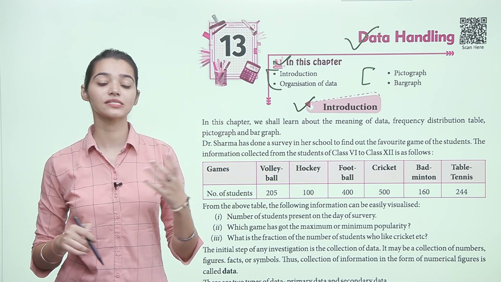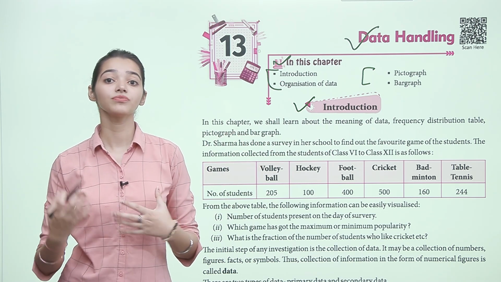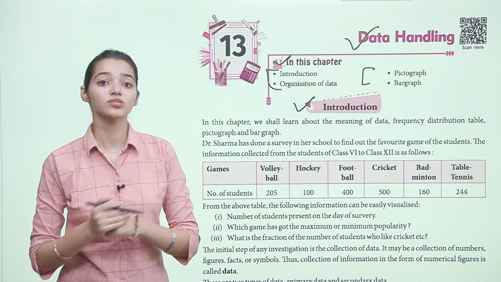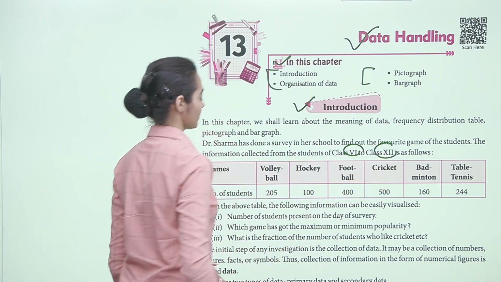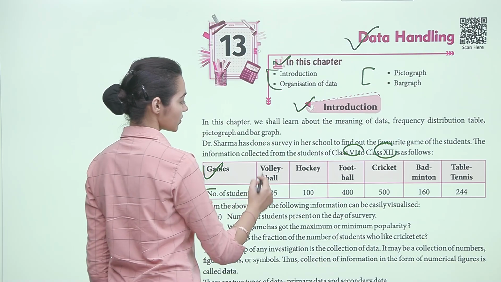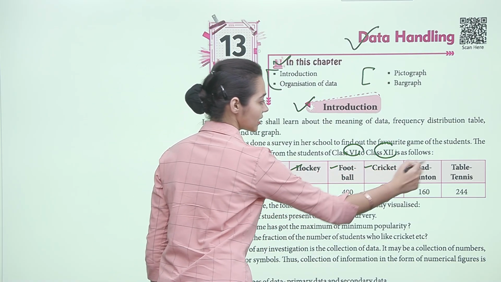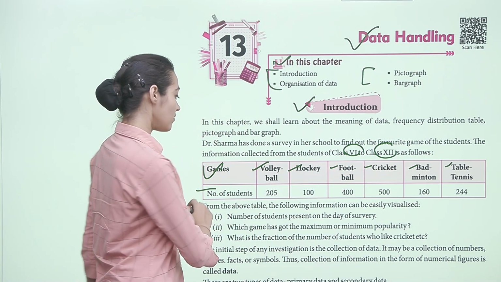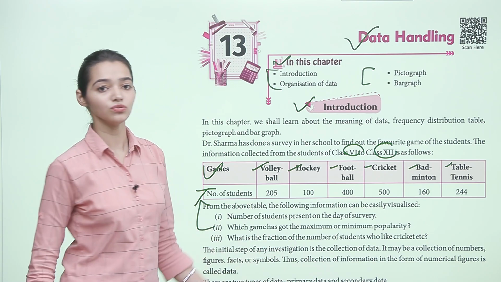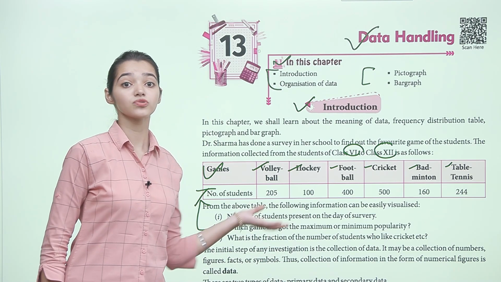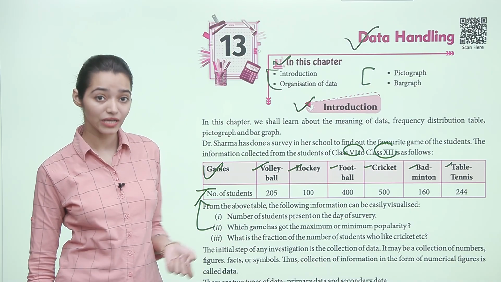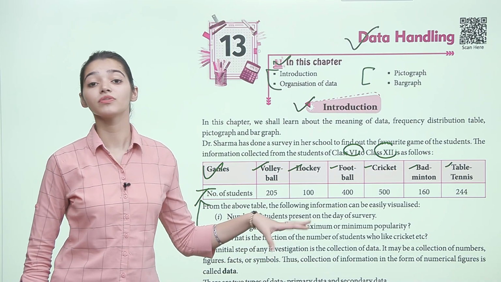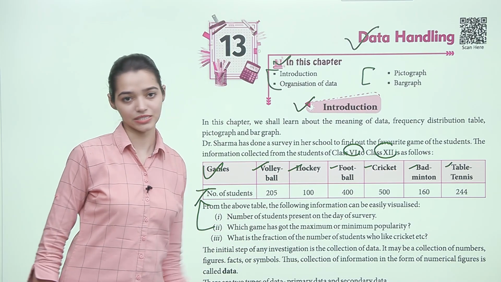Now Dr. Sharma has done a survey in her school to find out the favorite game of the students. The information was collected from the students of class 6th to class 12th. Here are the games: number of students in volleyball, hockey, football, cricket, badminton and table tennis. From the above information, we have to visualize these answers: the number of students present on the day of survey, which game has the maximum and minimum popularity, and what is the fraction of students who like cricket.